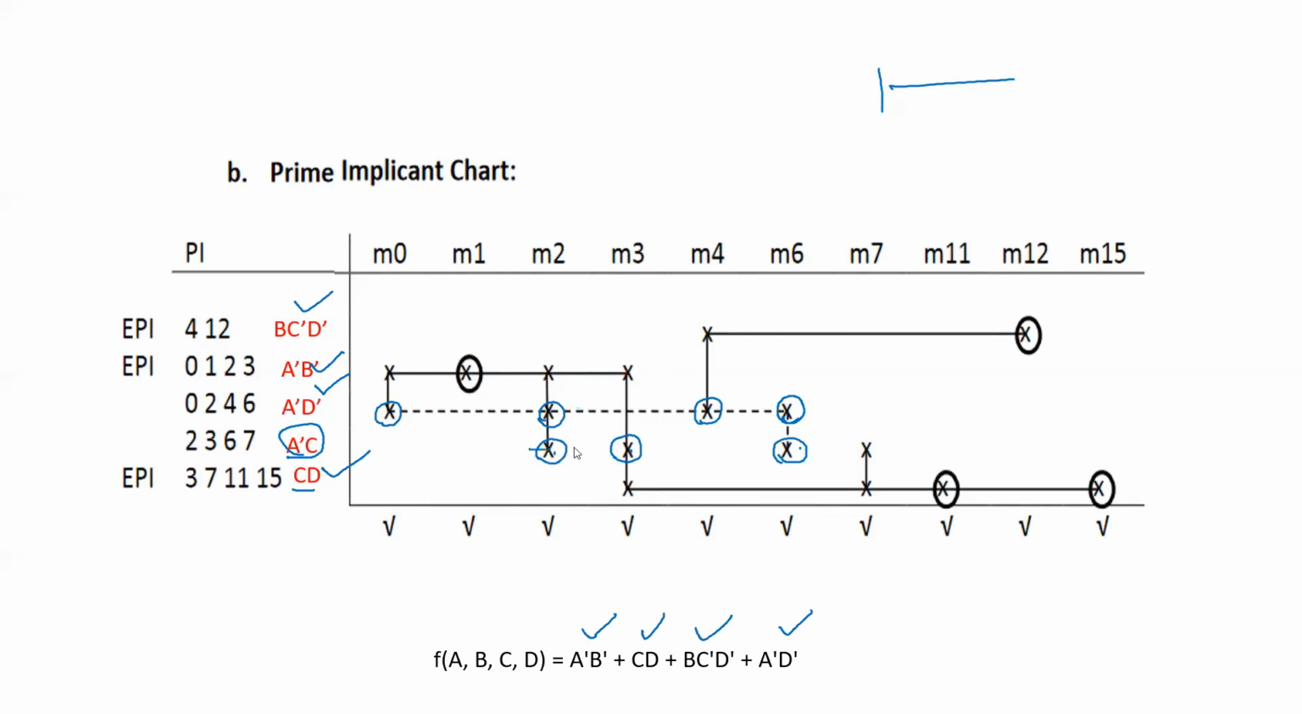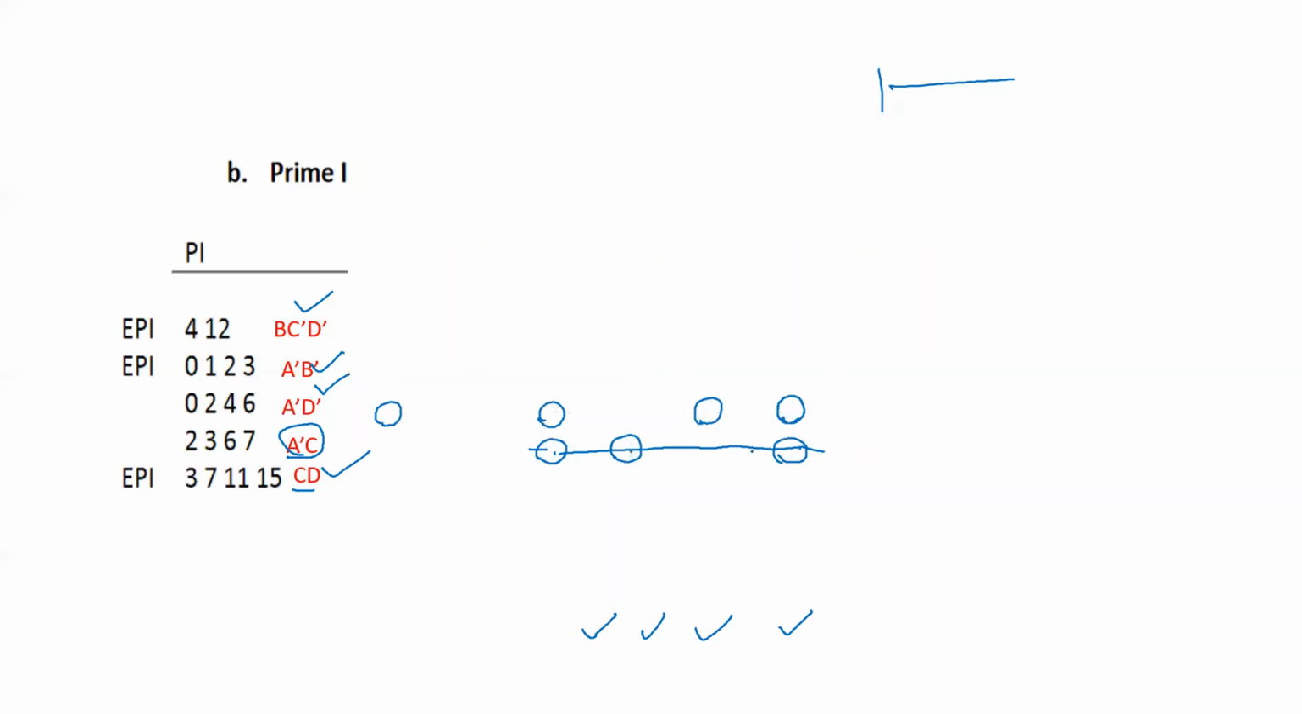Suppose you draw a horizontal line, but that is not actually required. Why is it not required? Because that is actually being covered by other lines also. So if a redundancy is there, that can be eliminated. And this is how your Quine-McCluskey method works. It works on groupings and all.